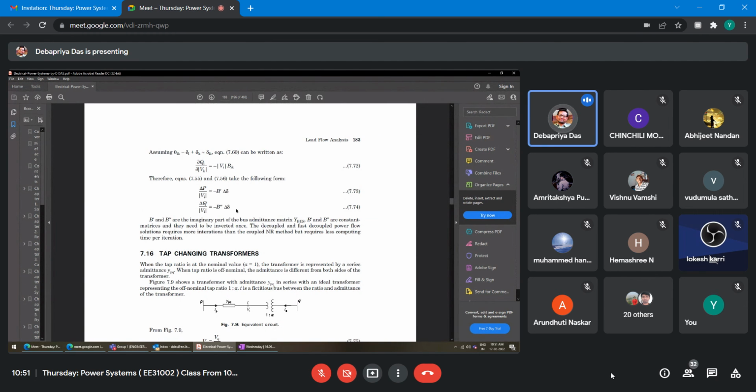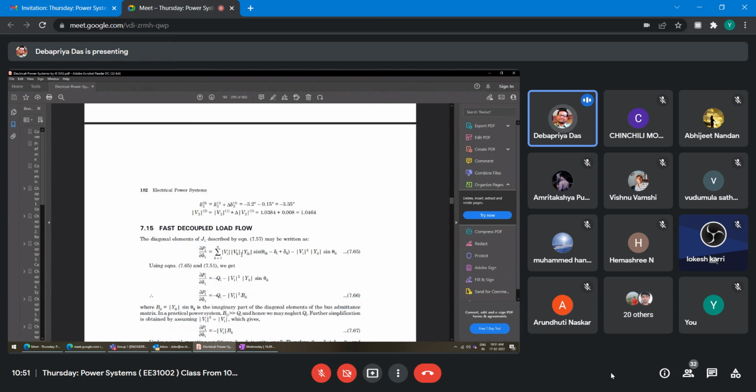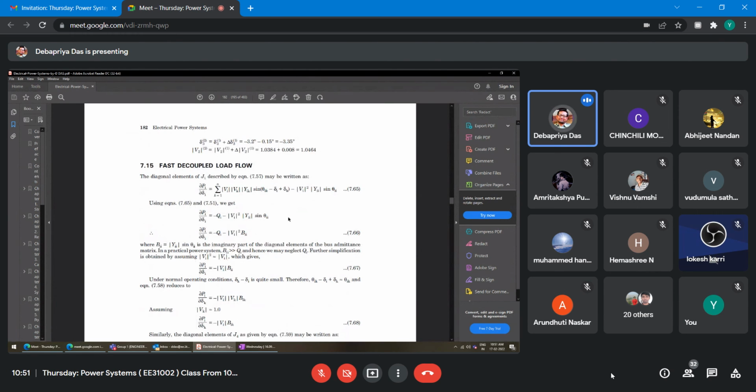So what is this actually? Everything is correct, I think. Whatever this is, this b dash and b double dash are constant matrices. You need not calculate them in every iteration; once you compute them, they will remain the same. But this is for high tension lines, and this is the fast decoupled method. These are approximations; for your exam purpose this is not required. I will not give you anything on that.